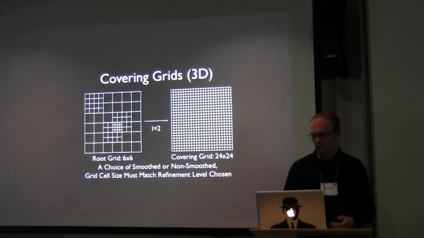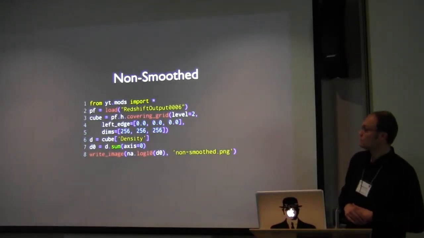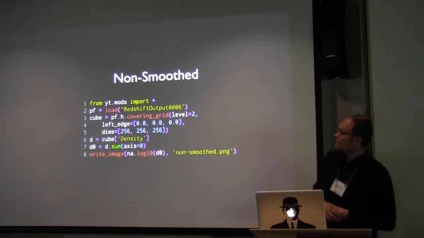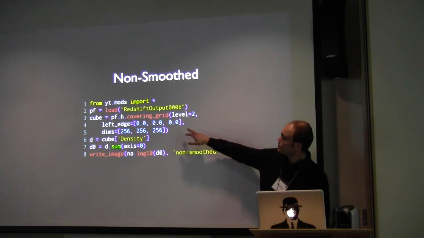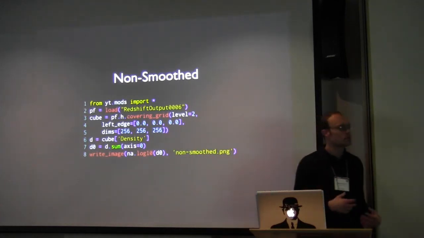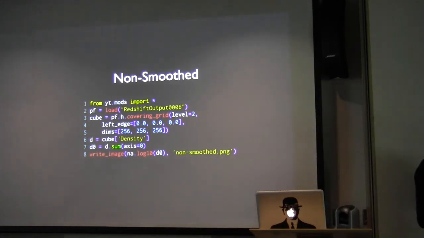And here's an example of how to do a non-smooth covering grid, where you've defined a cube where you specify the level at which you wish to extract, a left edge, and dimensions. And once you've defined the covering grid, you can pull out quantities like you can with any other data container. I've pulled out density here.